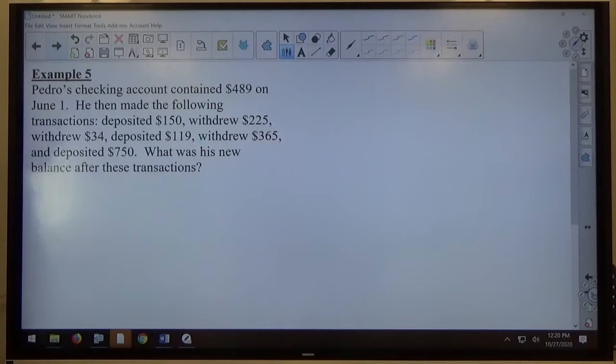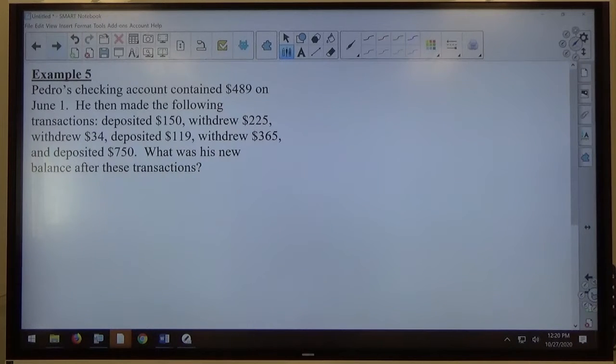Okay, for example 5. Pedro's checking account contained $489 on June 1st. He made the following transactions. Deposited $150, withdrew $225, withdrew $34, deposited $119, withdrew $365, and deposited $750. What was his new balance?